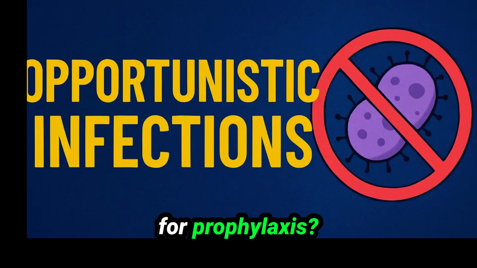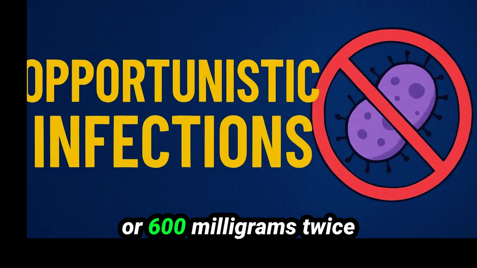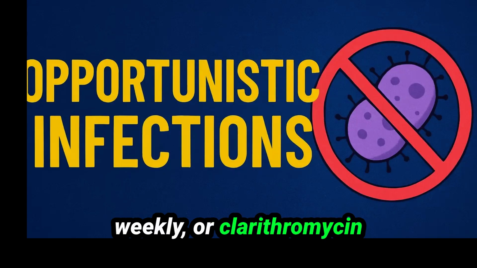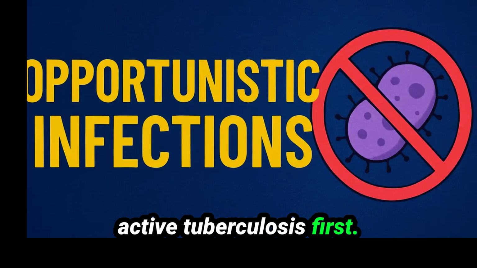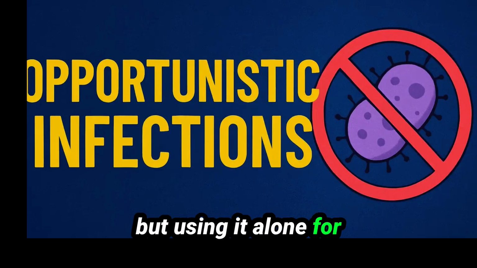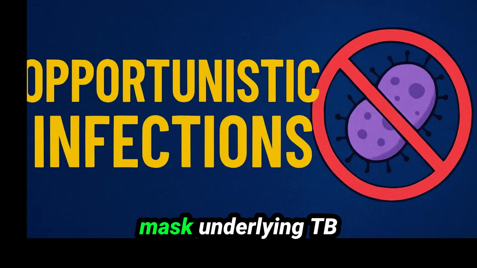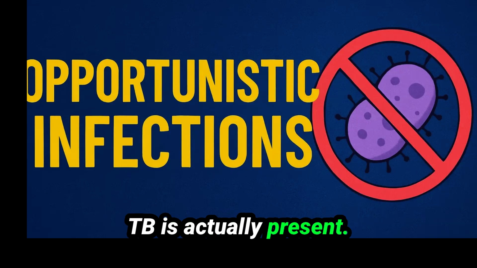What are the options for prophylaxis? Preferred options are macrolides. Azithromycin, either 1,200 milligrams once weekly or 600 milligrams twice weekly, or clarithromycin 500 milligrams twice daily. Rifabutin daily is an alternative. But you absolutely must rule out active tuberculosis first. Rifabutin can treat TB, but using it alone for MAC prophylaxis could mask underlying TB or lead to resistance if TB is actually present. Big pitfall.